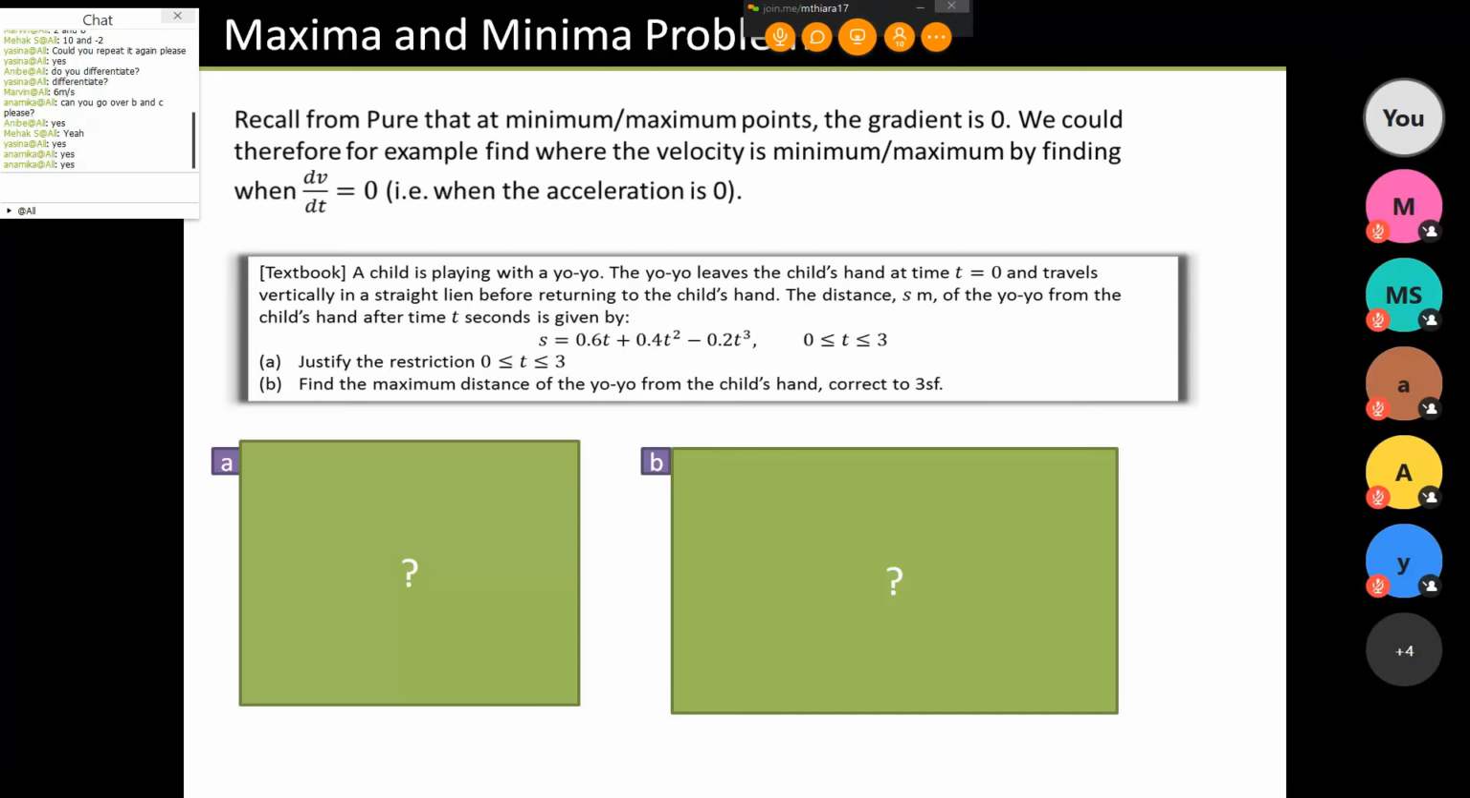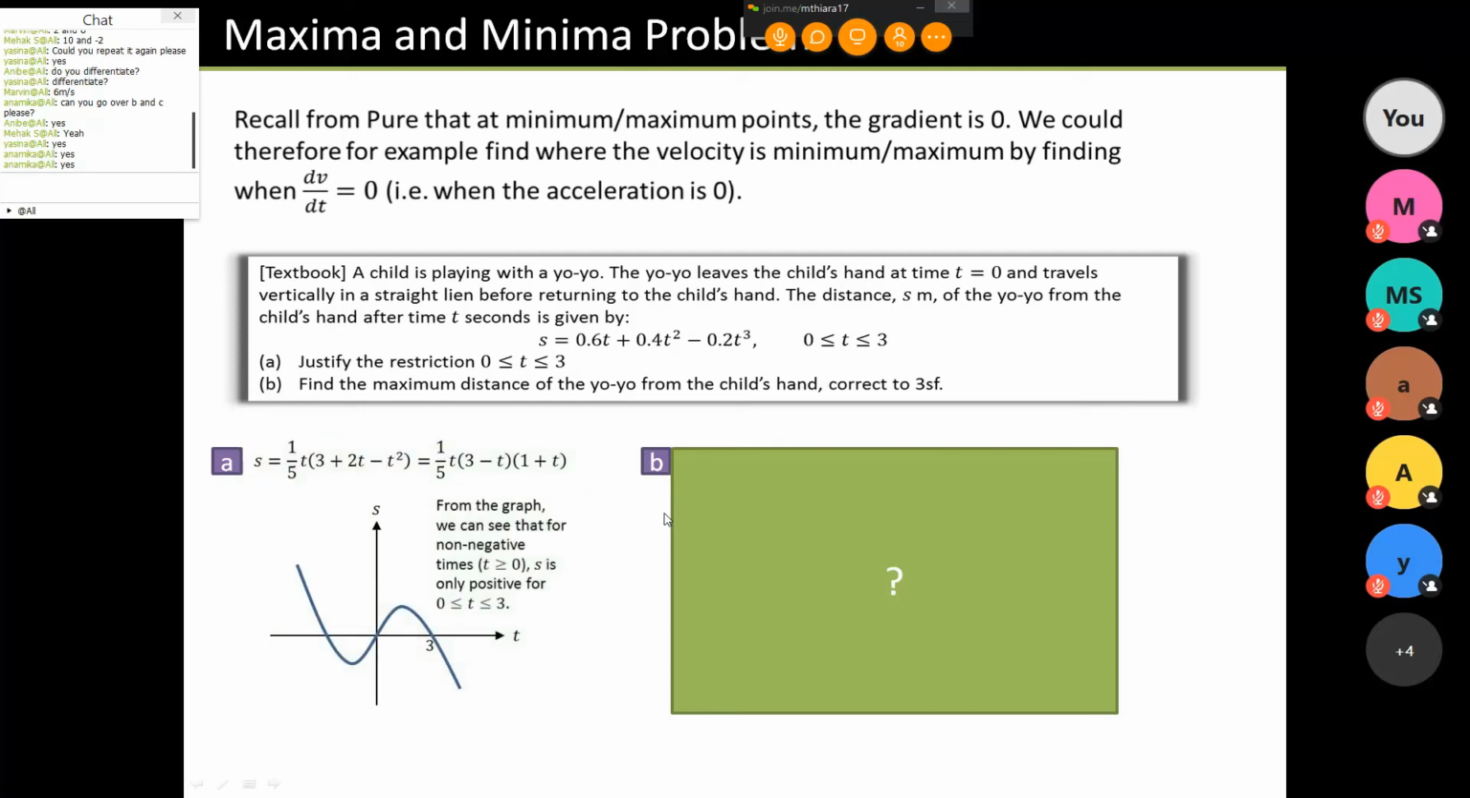Justify the restriction that time must lie between 0 and 3. Well, a yo-yo is going to go down and come back up within 3 seconds. Unless you're really bad at playing with a yo-yo, the displacement is not going to be down at floor level for a very long period of time. A yo-yo is only going to go down and stay down for a little bit of time and then come straight back up. So therefore we need to put a restriction on time.